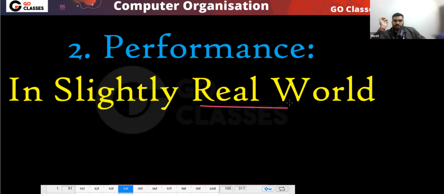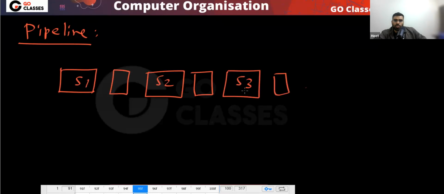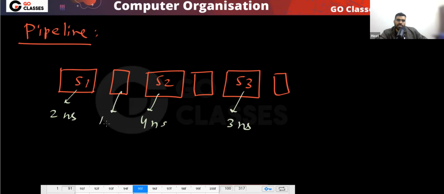In the real world, what will happen? Let's assume your pipeline has this stage, then an interstage buffer, then this stage, then an interstage buffer, and so on. Now let me assume that this stage is taking 2 nanoseconds, maybe this is taking 4 nanoseconds, maybe this is taking 3 nanoseconds, and these are taking 1 nanosecond each.